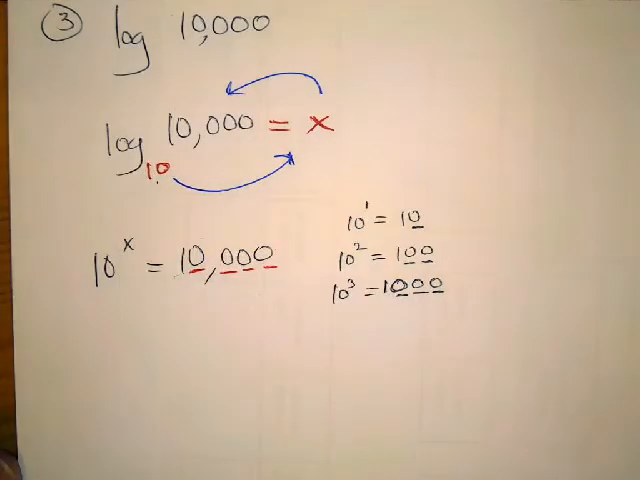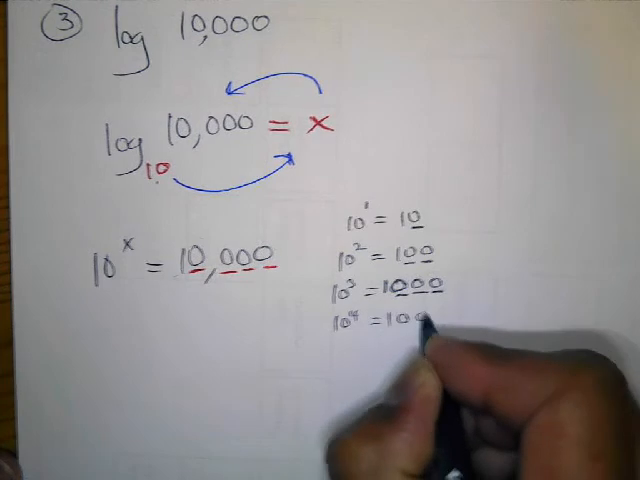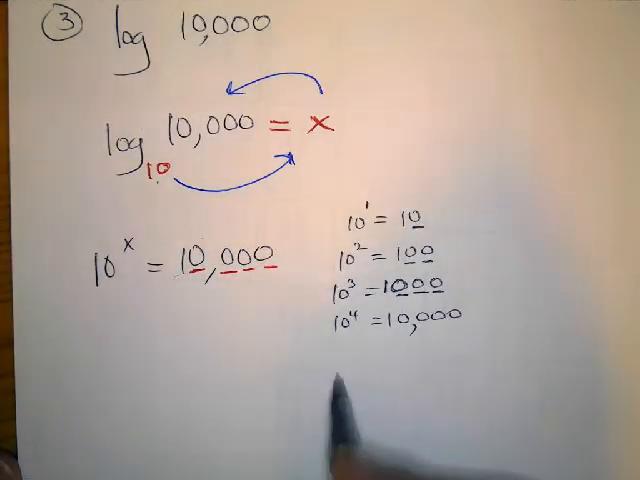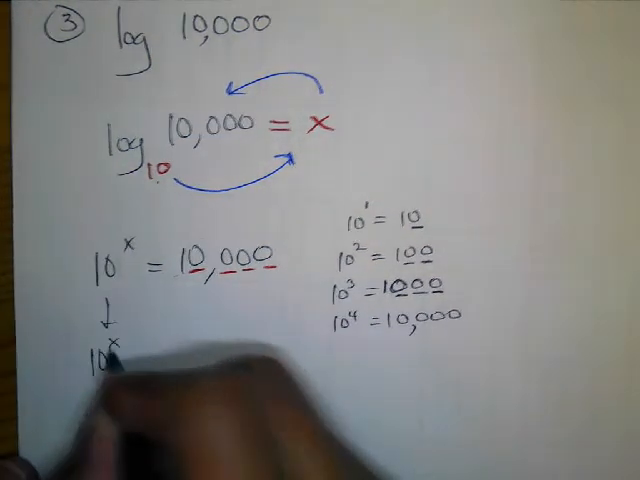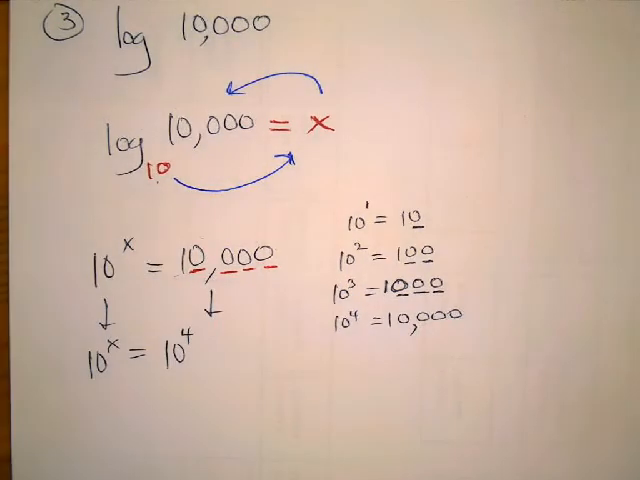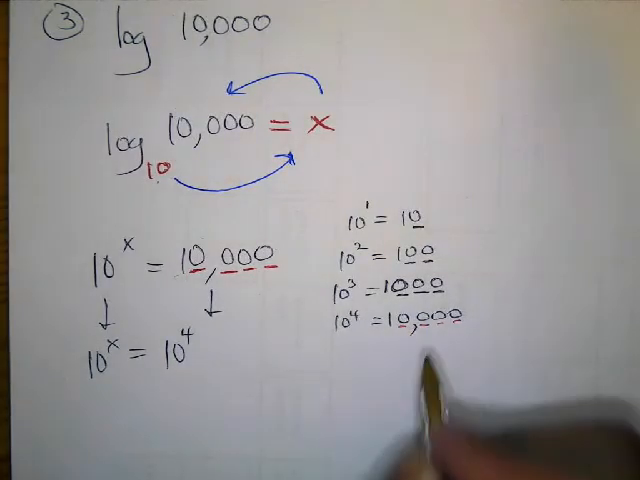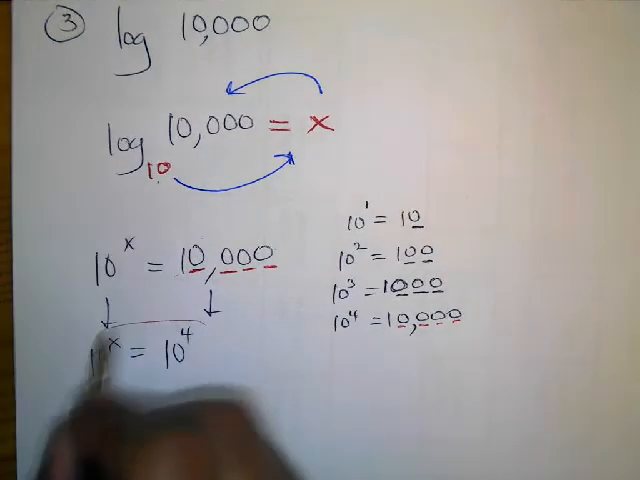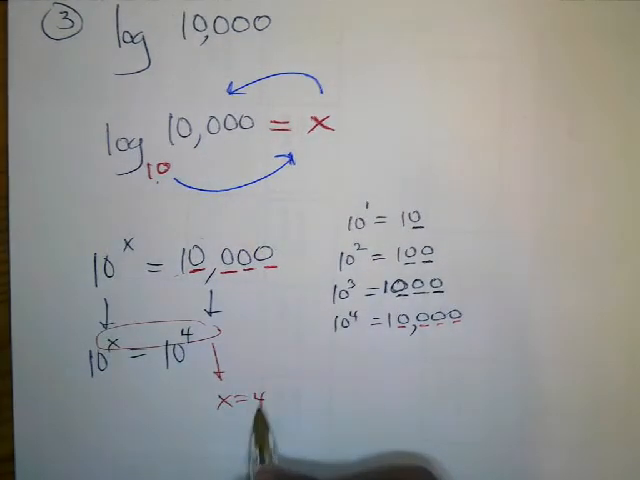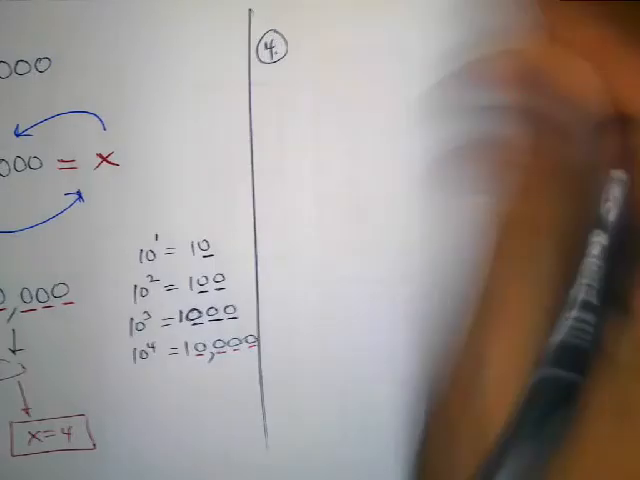So what's going to be 10,000? 10,000 is going to be 10 to the power of what? 1, 2, 3, 4, right? So I got 10 to the power of x is equal to what? 10 to the power of 4. If it's 4, you got 4 zeros. And then you just solve for x. Well, x is equal to 4. Okay. All right, now the new ones.